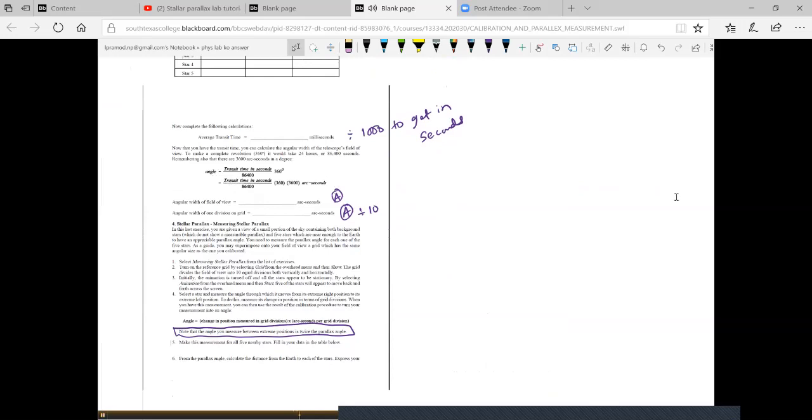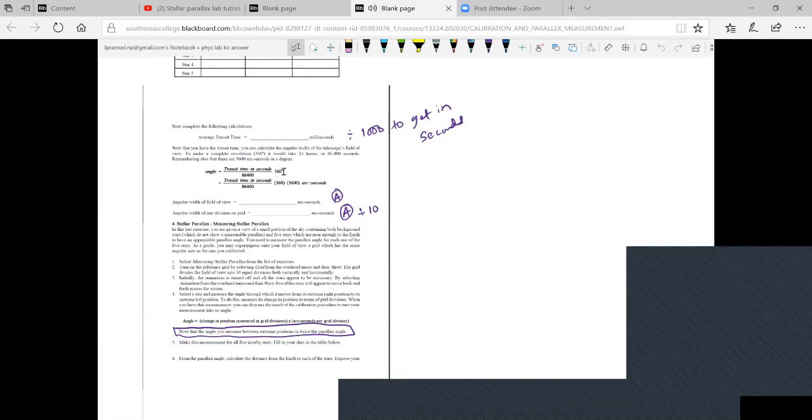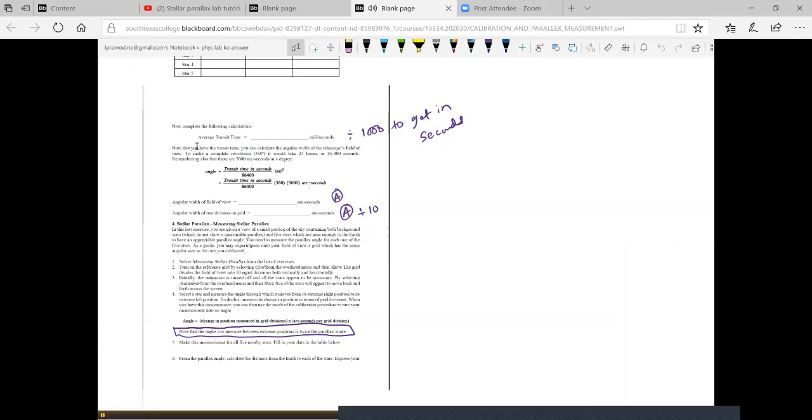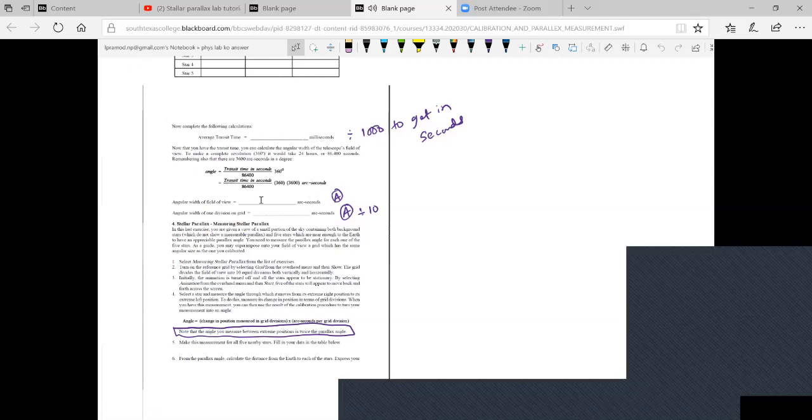Then the next thing is to calculate the angle of the field of view. Remember, there are 10 grids. So the total angle of field of view is going to be the transit time in seconds, whatever you have here, divided by 1000, and then over 86,400 times 360. The reason is Earth rotates 360 degrees in a day, so 24 hours means 86,400 seconds. Using this equation, you get the angle in degrees, but you have to multiply by 3600 to get the angle in arcseconds. Remember, there are 10 grids, so the total angle divided by 10 would be the angular width per division on the grid.